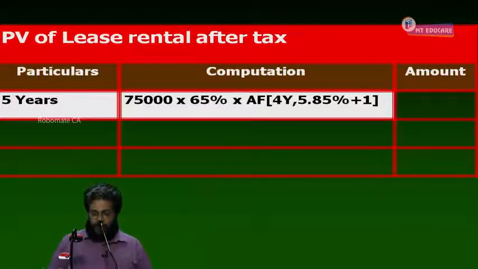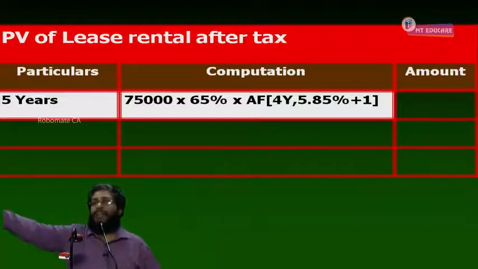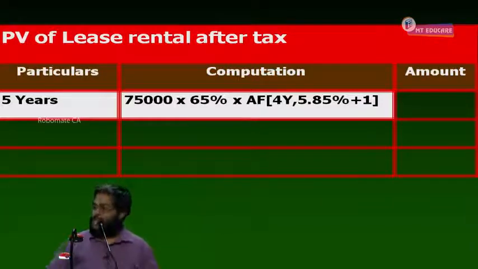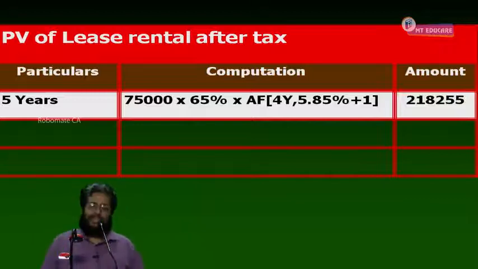Now, if you want, somebody tell me how to do the calculation here. 1 divided by 1.0585, raised to the power and summed over 4 times, grand total. To that add 1, and then multiply that with 75,000 into 65%. Respond yes or no. If you have done it, tell me the number here. 2,18,255, or 256 as the case may be.